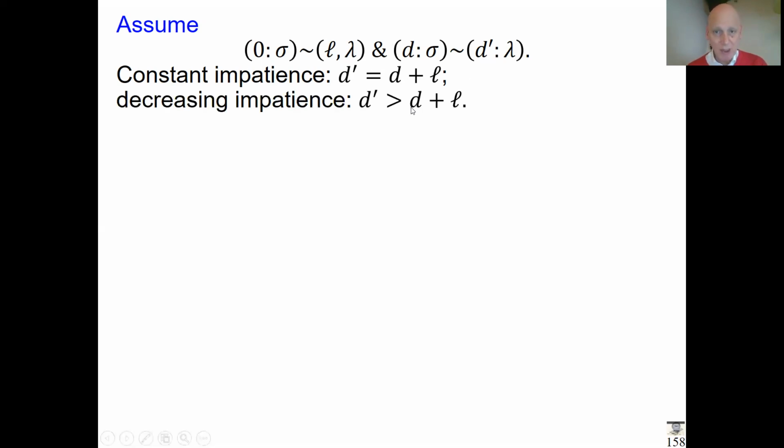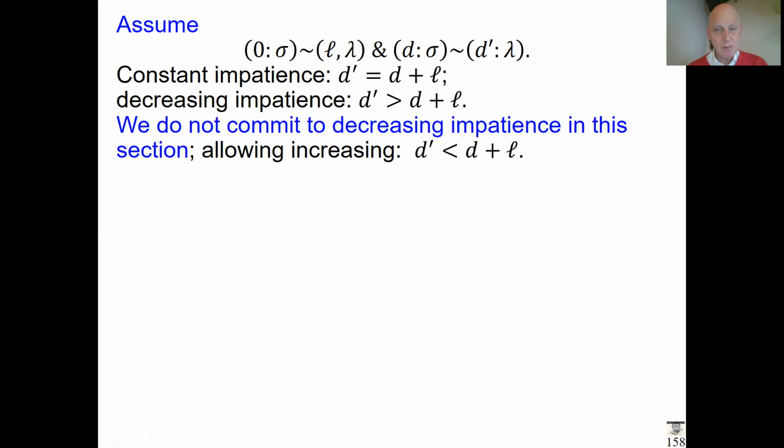We're going to allow for decreasing impatience. Decreasing impatience made you more impatient. Here you're willing to wait longer. D prime is bigger than d plus L. We surely want to allow for such things. But an important point I'm going to explain later, really, unlike all the families we've seen so far, here we do not commit to decreasing impatience. We also allow increasing impatience. That would mean here you are more impatient and d prime would be smaller than d plus L. It's important, I think, to allow that, even if it's not prevailing. Discuss more later. Anyway, let's go on.